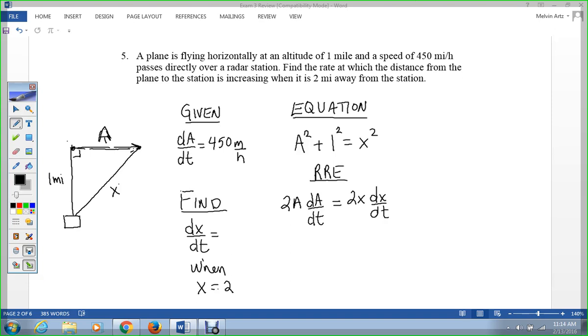Now let's look back and see what information we can plug in. We do have A, that's 450 miles per hour. So that's our dA dt. Now A, so it doesn't get confusing down here, let me just put A in here and plug in the given information first, and then we'll go back and see if there's anything missing.